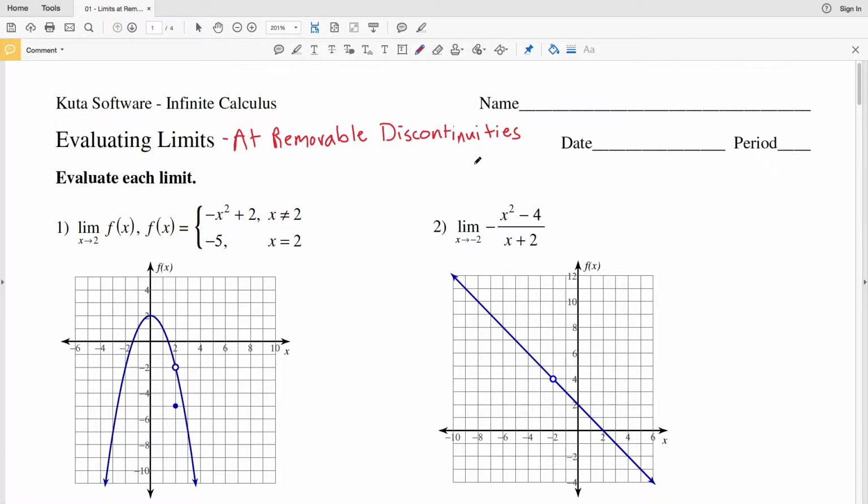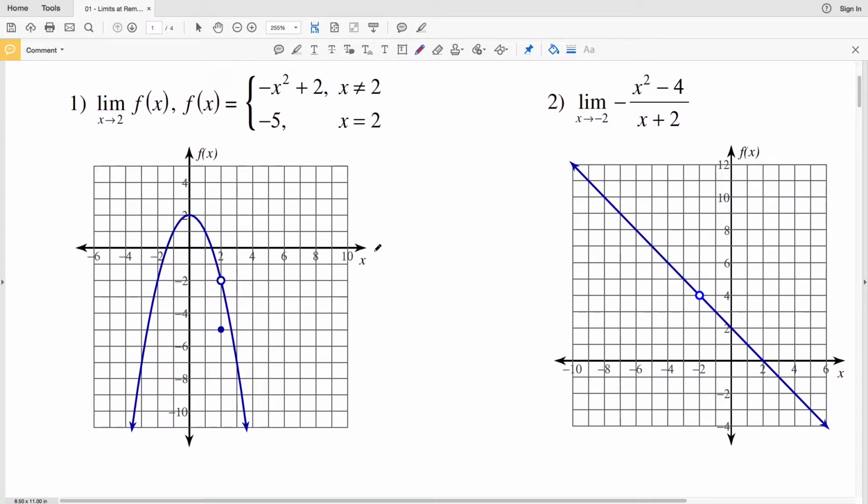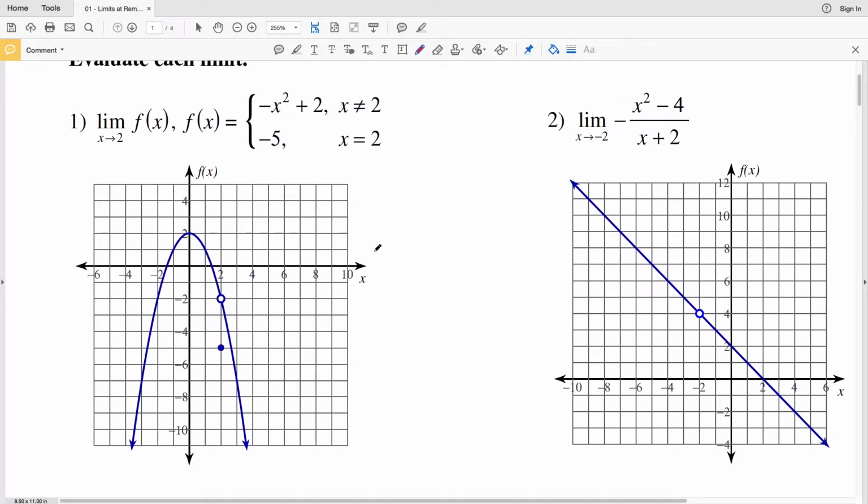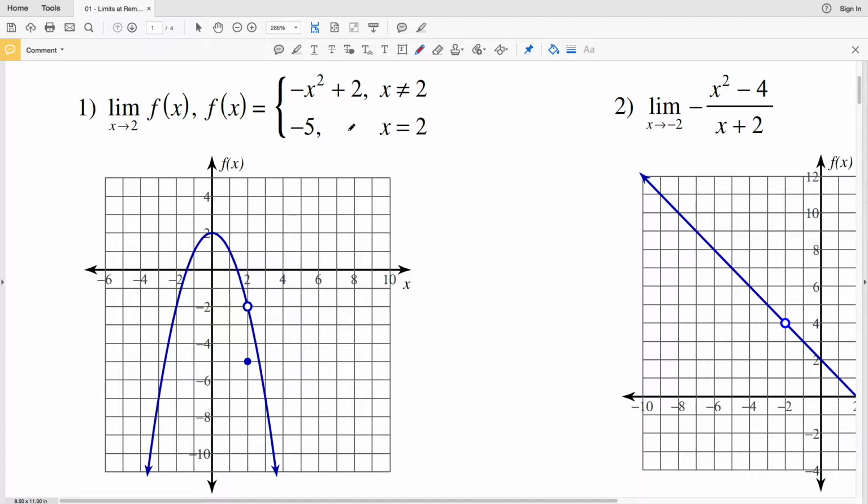So if we're evaluating limits at removable discontinuities, that's points where the function seems to have a hole, or it has a completely different value than what it would appear to have. So let's look at number 1. In number 1, we're looking at the limit of f of x as x approaches 2. So you can see that f of x is negative x squared plus 2 for all values that are not 2. But when x equals 2, we're at negative 5 for f of x, which is this point here.